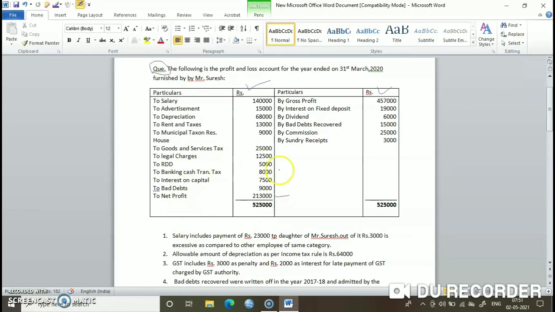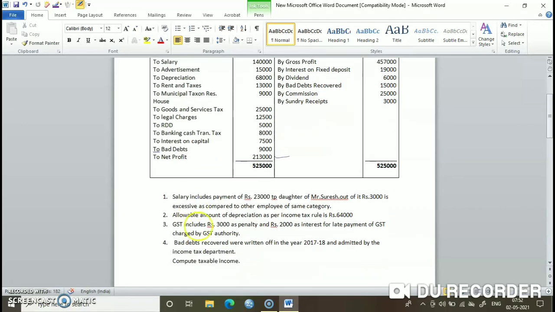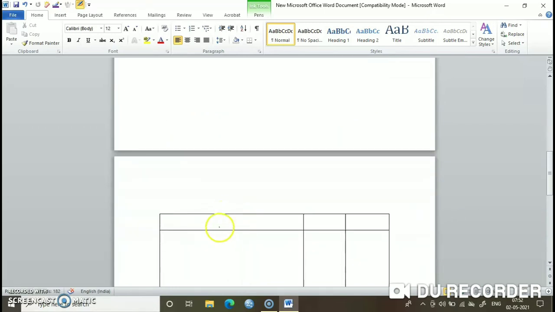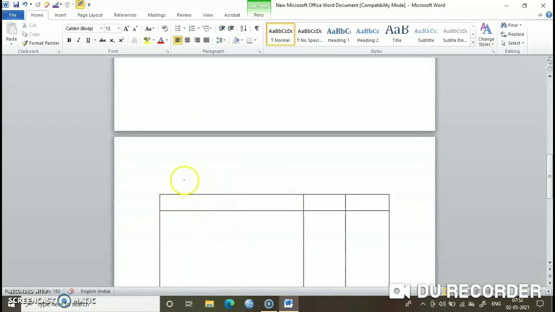So by considering this profit and loss account, now we have to calculate taxable income under business and profession. Dear students, keep it in your mind: the profit and loss account prepared by the businessman is normally not accurate from the income tax point of view. So while calculating taxable income under business, we have to rearrange such a profit and loss account by considering various provisions of income tax with relation to taxable income under business. Now we have to use this format for computation.